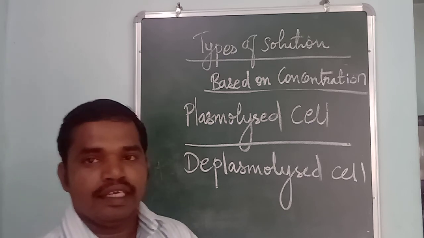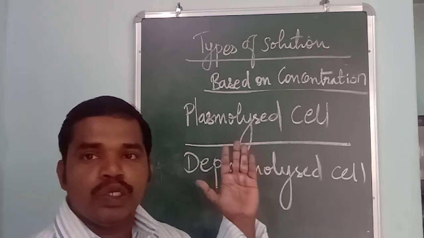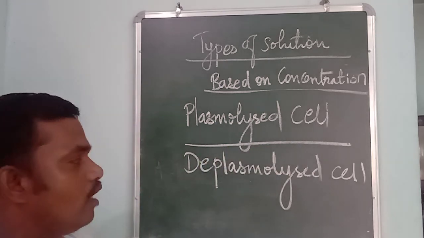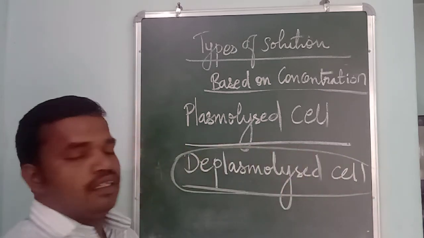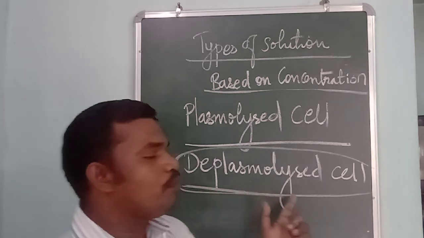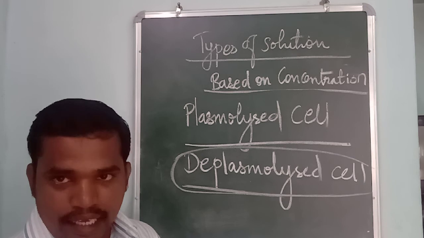Do you understand? Bringing back the plasmolysed cell into the normal cell is called deplasmolysis. The cell is known as a deplasmolysed cell.